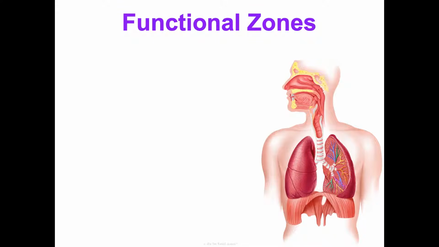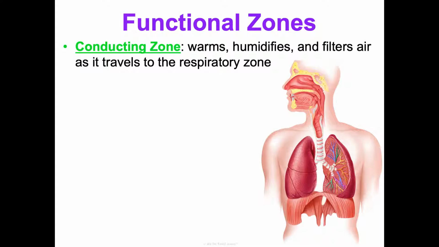Now, when we're looking at the respiratory system, I think it's easiest to look at the structures divided into 2 functional zones. Some people divide them upper respiratory system and lower. I like the 2 functional zones a bit better, which is the conducting zone versus the respiratory zone. So the conducting zone, the whole purpose of this zone and the structures that are a part of this zone is to warm, humidify, and filter air as it travels through the body and eventually does get to that respiratory zone.